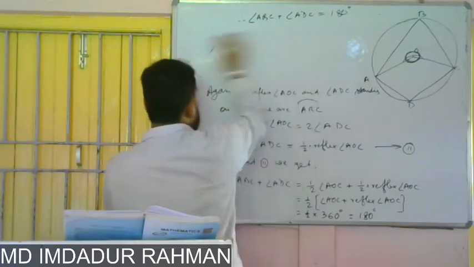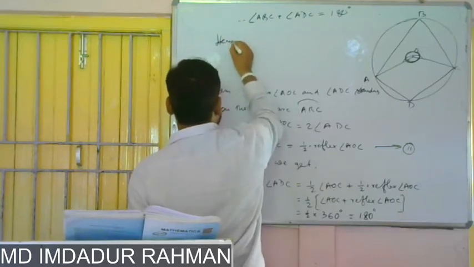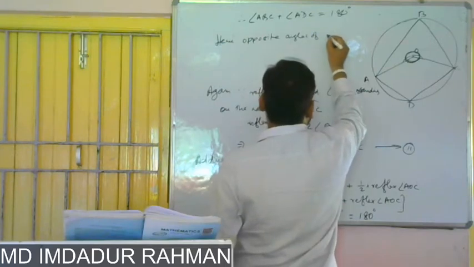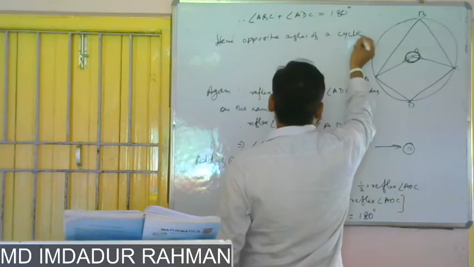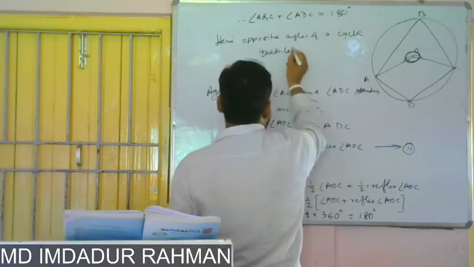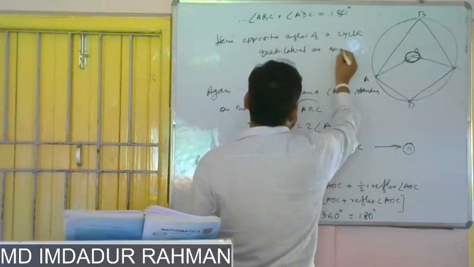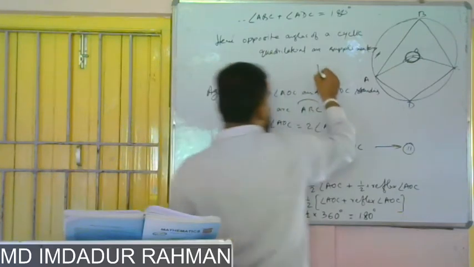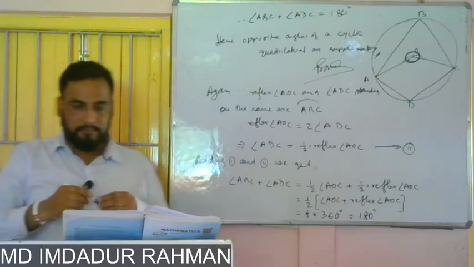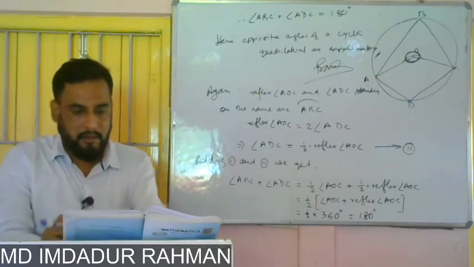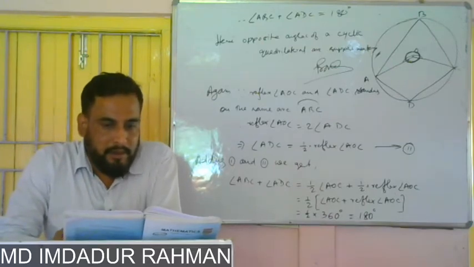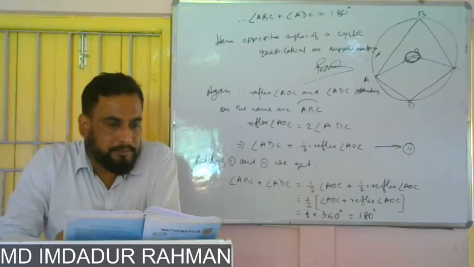So here we can conclude. Hence, opposite angles of a cyclic quadrilateral are supplementary. Proved. This is about your theorem 10.11.